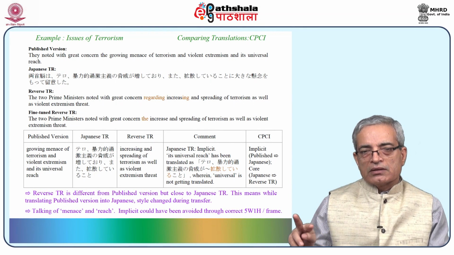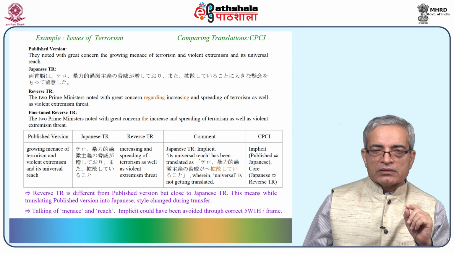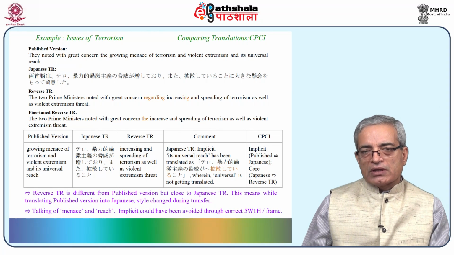One is increasing, and only one thing which is increasing and spreading, and this one thing is actually there are two concepts. One is the menace of terrorism and violent extremism. So there are terrorism and violent extremism. Japanese TR is implicit. Its universal reach has been translated as tero. Then boryoku-teki kageki shugi no kyoi ga kakusan shiteiru koto, wherein universal is not getting translated in the case of Japanese. So it's implicit in that manner, and from Japanese TR to the reverse is core.